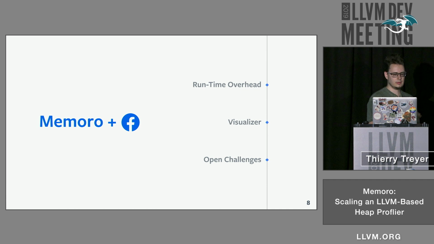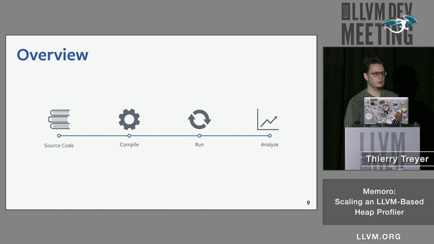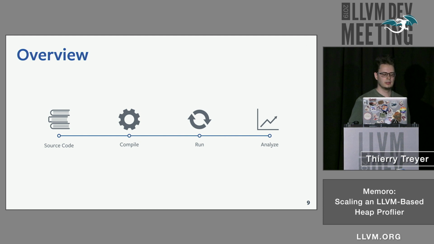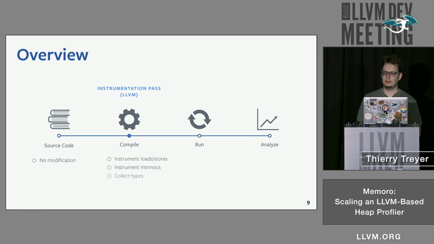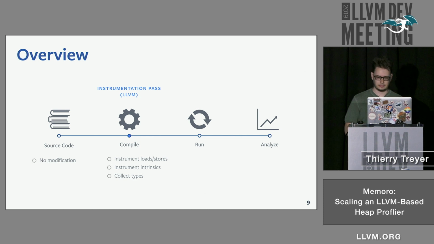So this is today's topic. I want to start with a quick overview of exactly how Memoro operates. So taking your source code, you don't have to modify anything. You just have to compile, and we have our instrumentation pass that will instrument every load and store, instrument every intrinsic, and also collect the data types of the allocations you do. And this allows us afterwards to provide you filtering capability so you can see which allocations your types are doing.